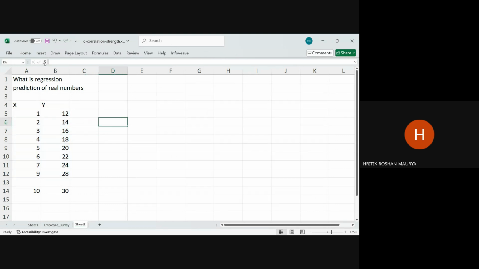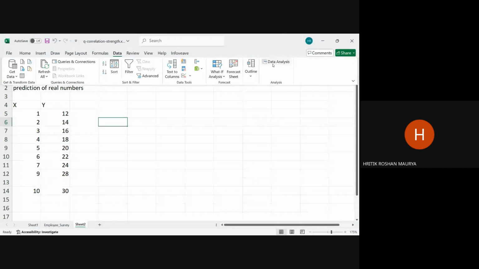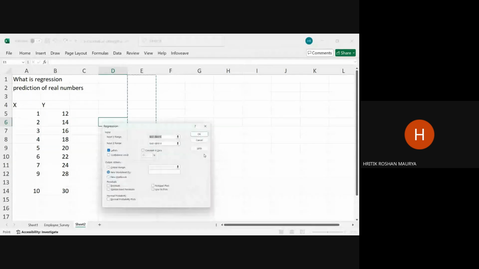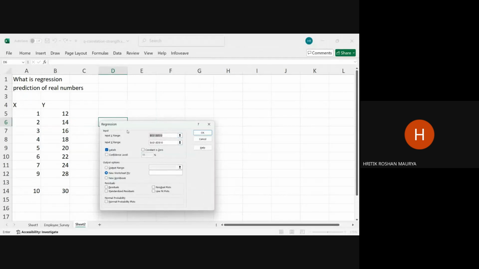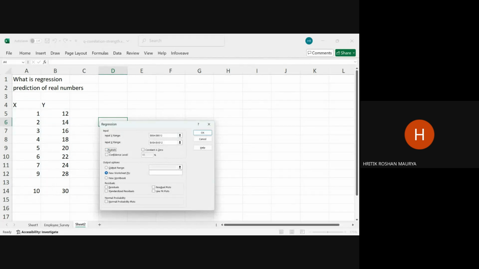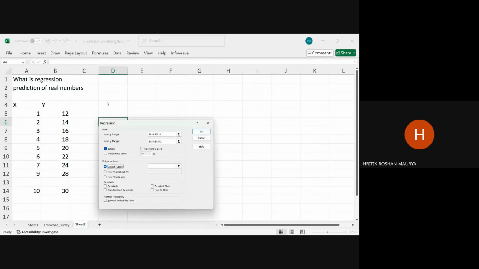What I will do is go to the data tab again, and I will go to the data analysis, and there is a regression option you can see. If I go to the regression, there is input x range and input y range. So the y range, the predictor value, is this one. The input value is this one. I have selected the labels also, and I want the output range here itself.